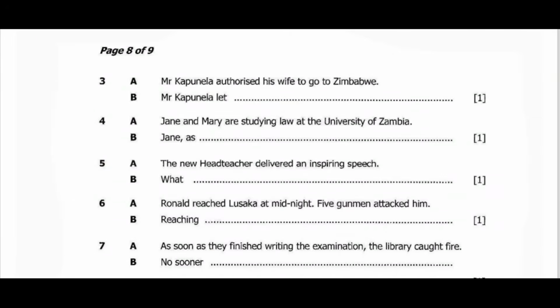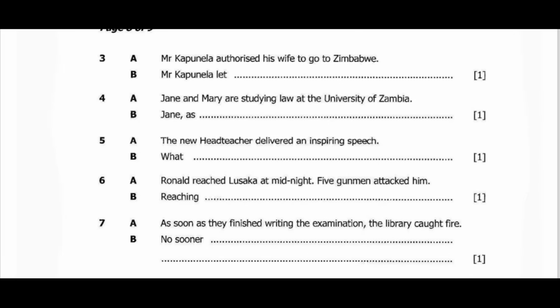Okay, so now let's move on to question 3. Mr. Capunella authorized his wife to go to Zimbabwe. So here we have, it's like this, Mr. allowed his wife. Okay, so B: Mr. Capunella let his wife go to Zimbabwe.